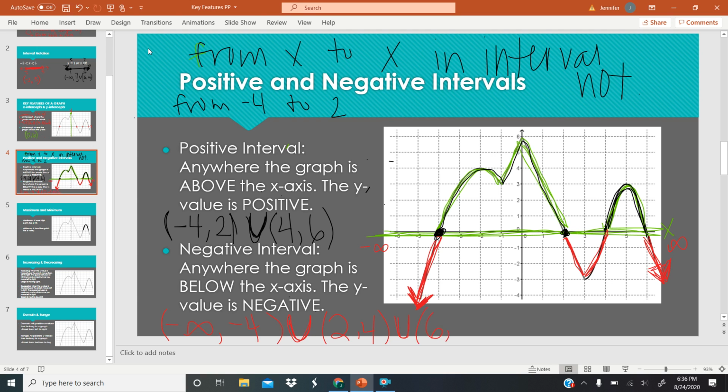And then because of that arrow right there, we're pointing off to the right. And if it's an arrow pointing towards the right, that's representing positive infinity. And you would close your parentheses there. So that takes care of the negative interval, all of the red that I have shaded down here, that's below the x-axis.